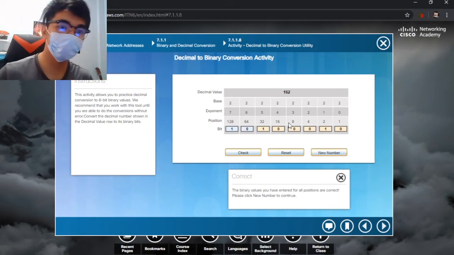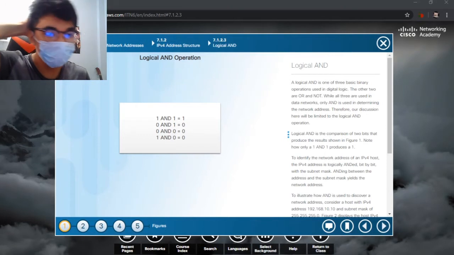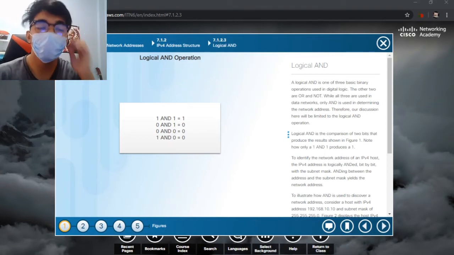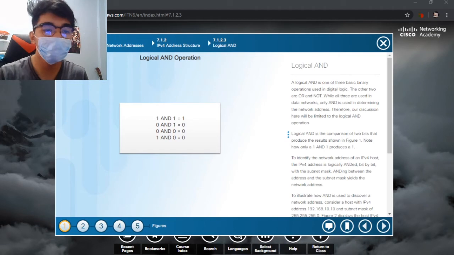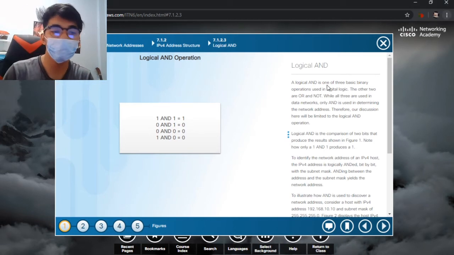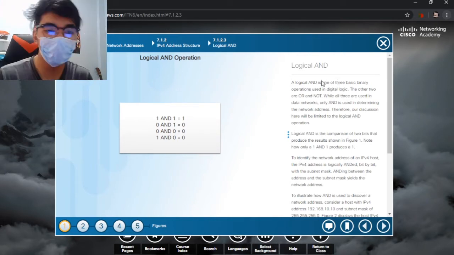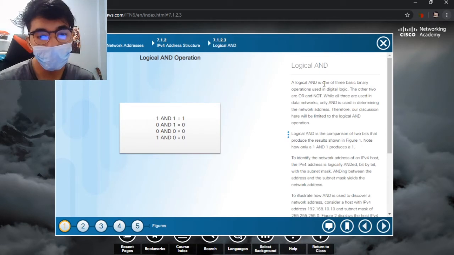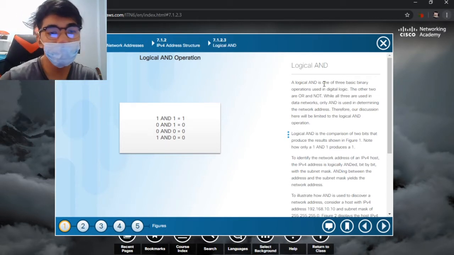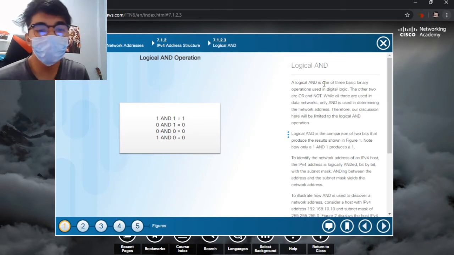So let's go. And hello guys, we're back now on another major topic of chapter 7, the logical AND. It is used in order to get the network address of the network and other stuff. Then let's read it. The logical AND is one of the 3 basic binary operations used in digital logic. The other 2 are OR and NOT. While all these are used in data networks, AND is used in determining the network address. Therefore, our discussion here will be limited to the logical AND operation.